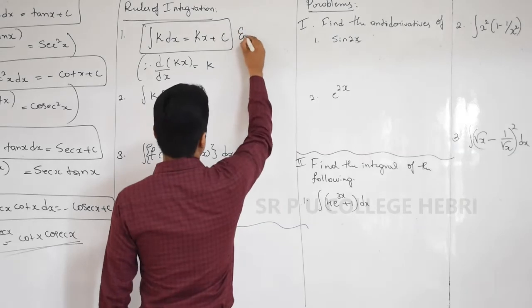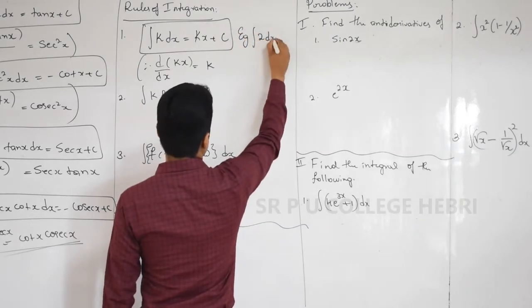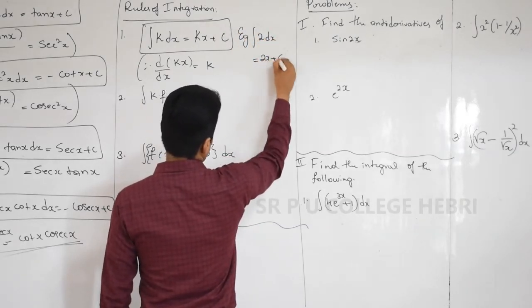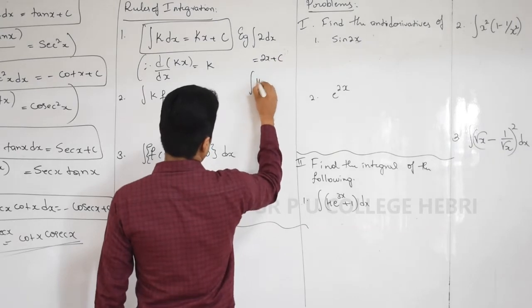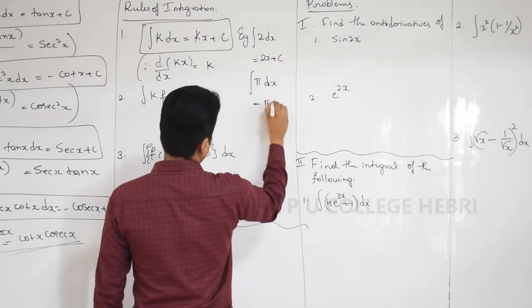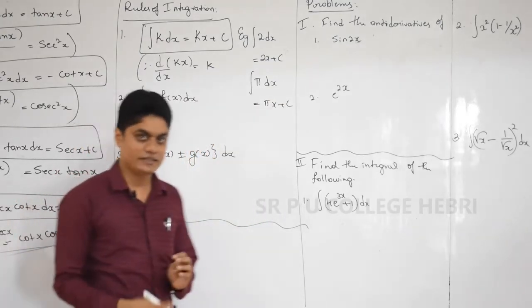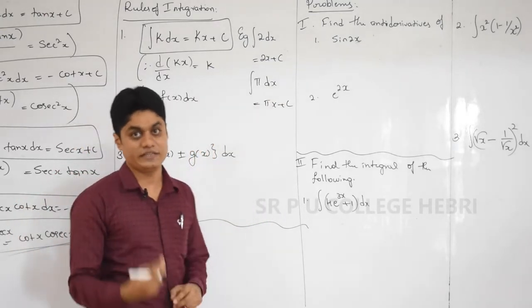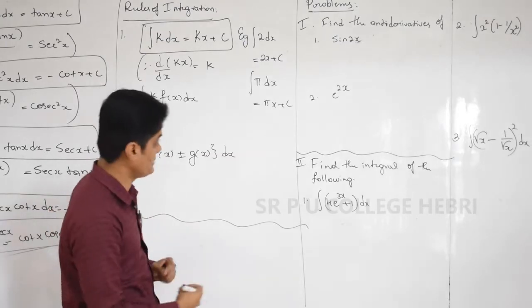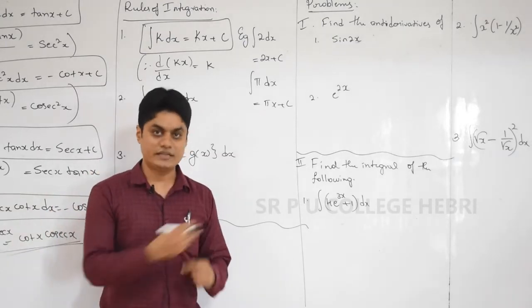See, for example, if you want to integrate 2 dx, the answer is 2x plus c. Suppose if you want to integrate pi dx, it is nothing but pi x plus c. Along with the constant, you write one variable x. If the integration is with respect to x, then write x. If the integration is with respect to y, write y.